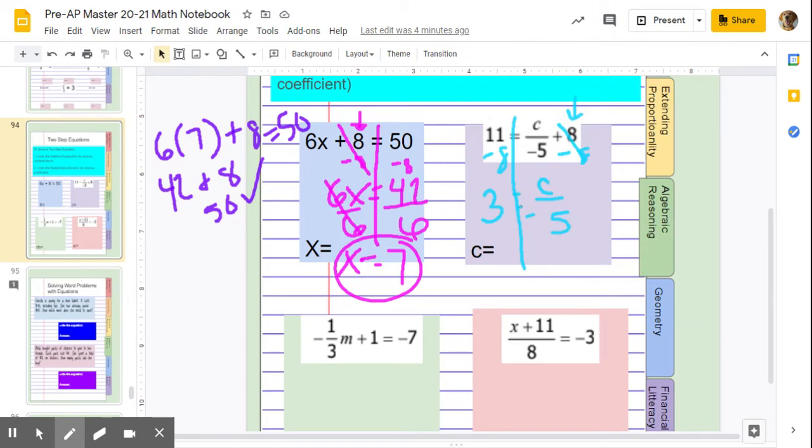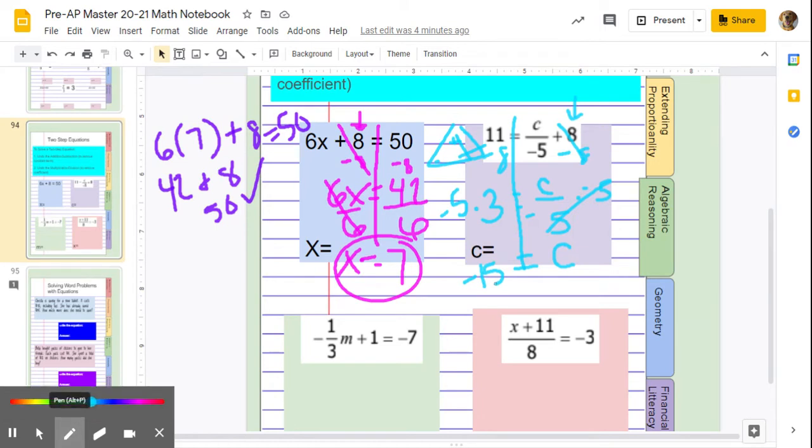Right now c is being divided by negative 5, so the opposite is to multiply by negative 5, which leaves us with just one c over here. We're going to multiply by negative 5 on this side. Remember to use your triangle, your plus, minus, minus. If we have a negative times a positive, we're going to get a negative answer. So 5 times 3 is 15, so negative 15.